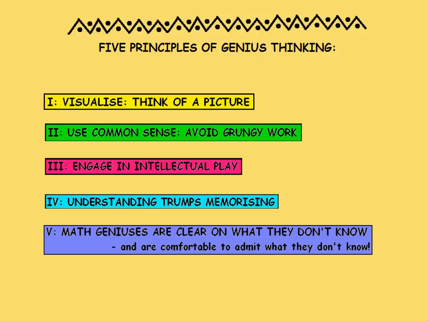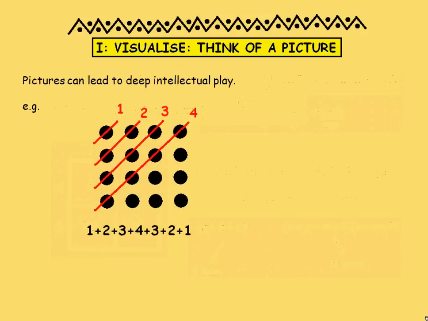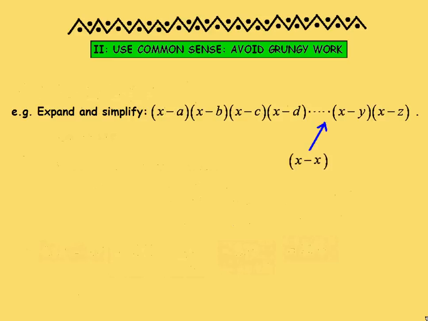Alright, so we're in the middle of looking at point number 2. Use common sense to avoid grungy work. So I have to fast forward between what I've done so far. I left off with this one. Here's a way to avoid grungy work. Expand and simplify this beastly algebra quantity. It is going to have x's to the 26th power in it and all sorts of weird stuff.